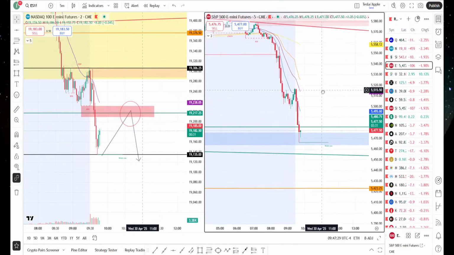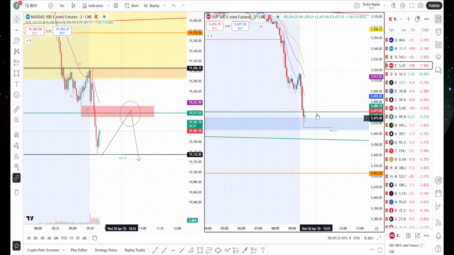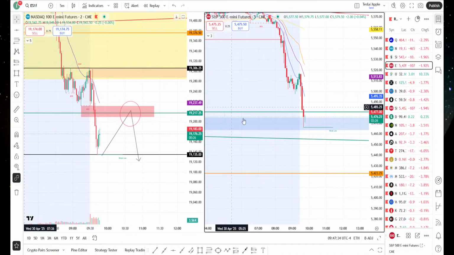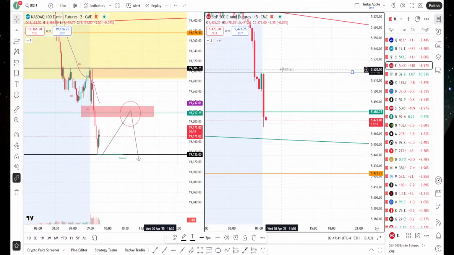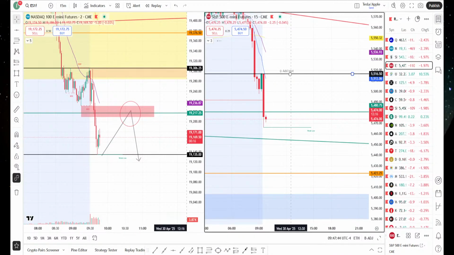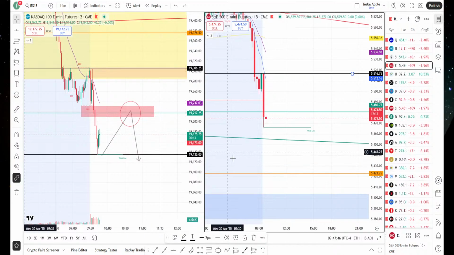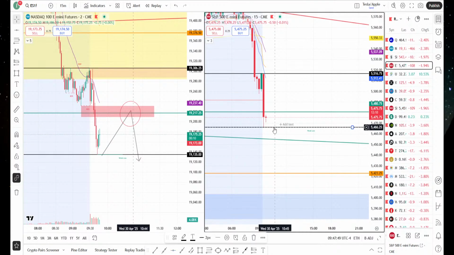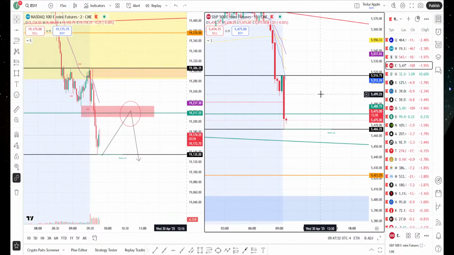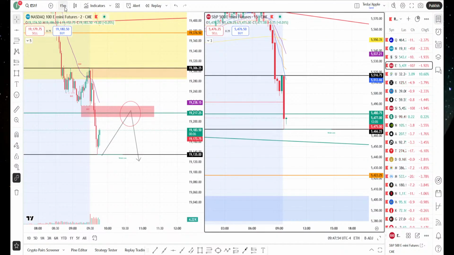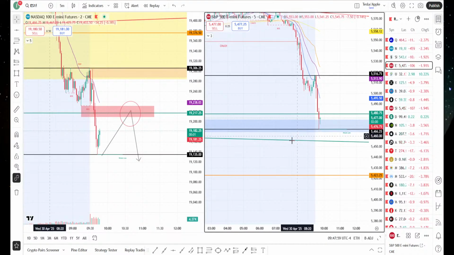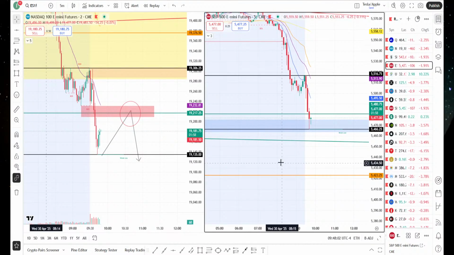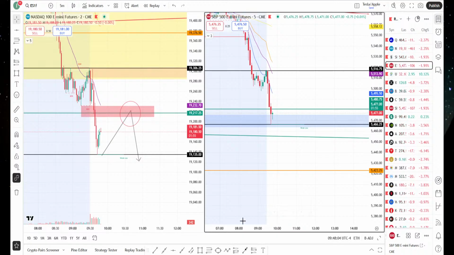Let's take a look at the ES. Kind of the same thing going on here. We have the 15-minute range, 15-minute candle. Let's go back down. Okay, so yeah, we see a retracement, same thing here.